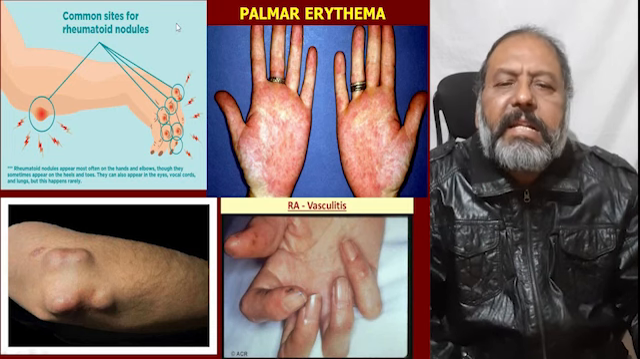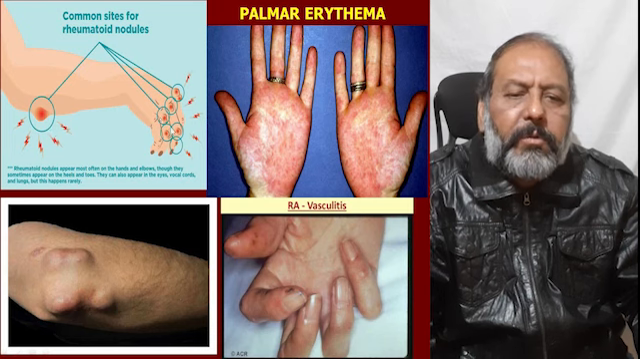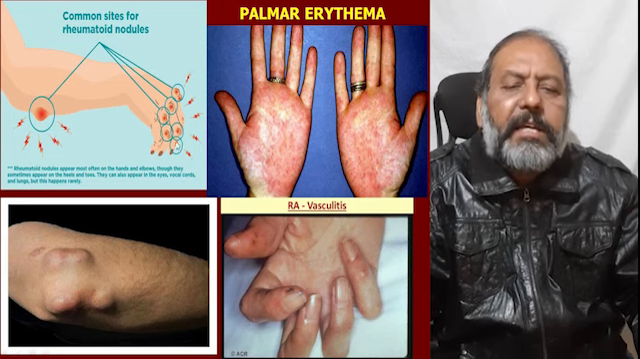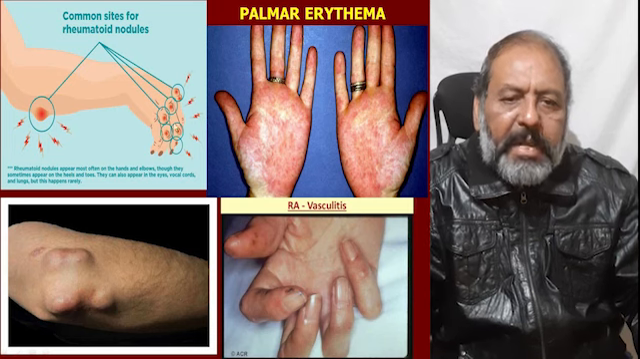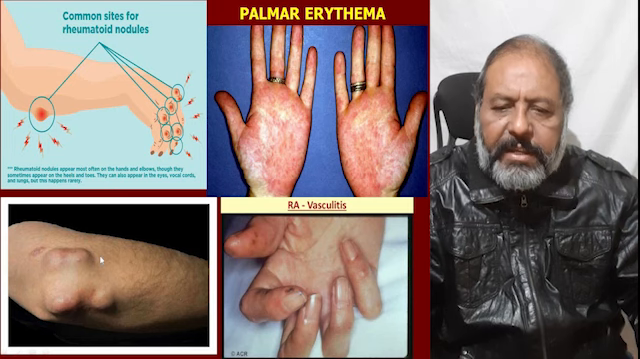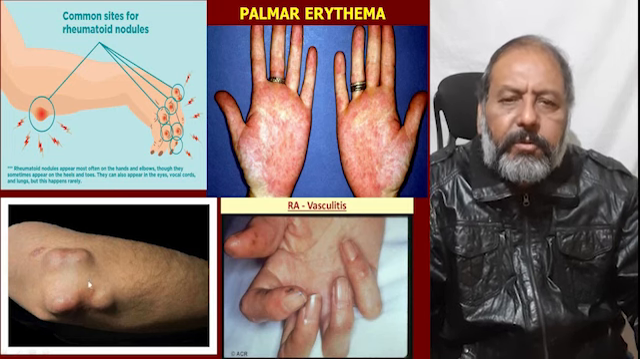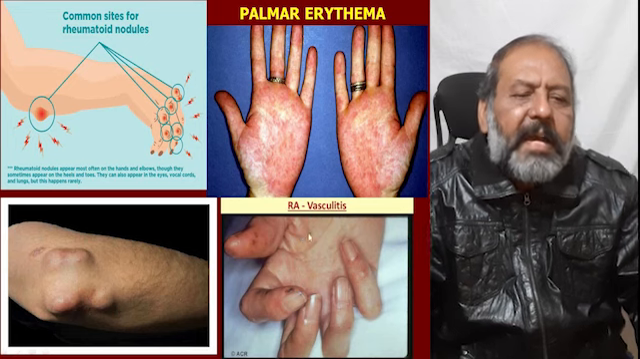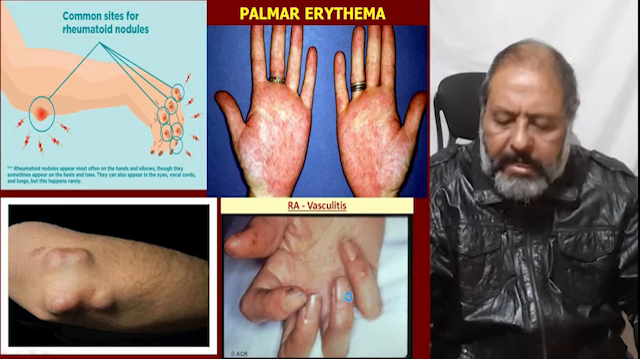So here one can see the common sites for the rheumatoid nodules. These are the elbows and the fingers. I have told you metatarsophalangeal joints and PIP joints and other smaller joints are involved. And here one can see near the elbow the rheumatoid nodules, and that is the palmar erythema, part of the skin manifestation, and similarly that is the vasculitis seen in rheumatoid arthritis.